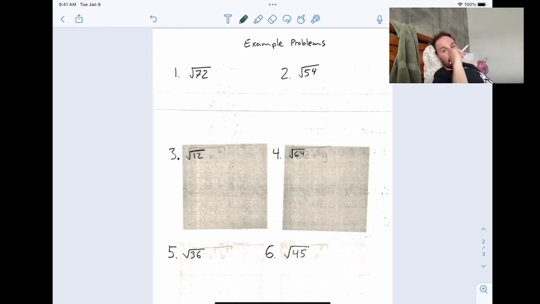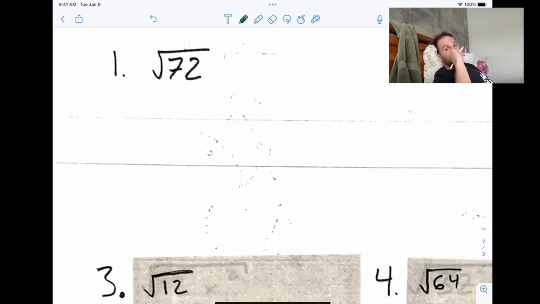All right, so we've paused the video. You've probably unpaused it. You've tried these out on your own. Let's work through a few of them. So first off, let's look at 72. Now, if your factor tree doesn't look exactly like mine, that's okay.